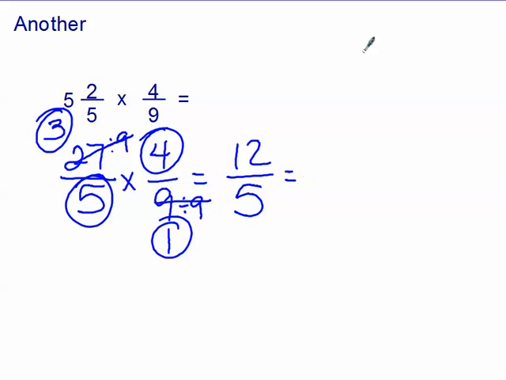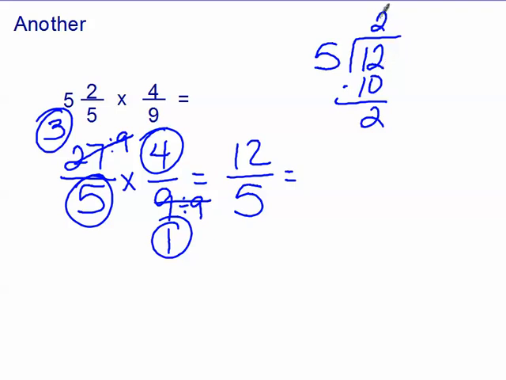So this one is, again, if you need to, you can come over to the side and do the division. 5 goes into 12 2 times. 2 times 5 gives us 10. We subtract, we get 2 left over. When I run out of numbers in the dividend, I stop when we're working with fractions.